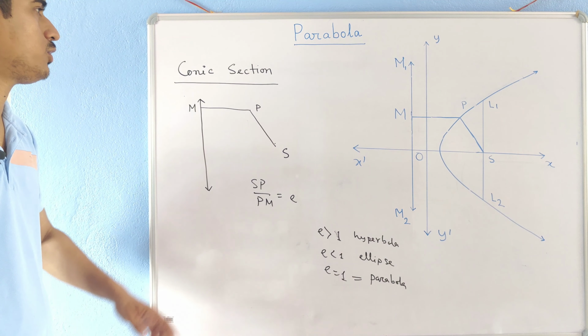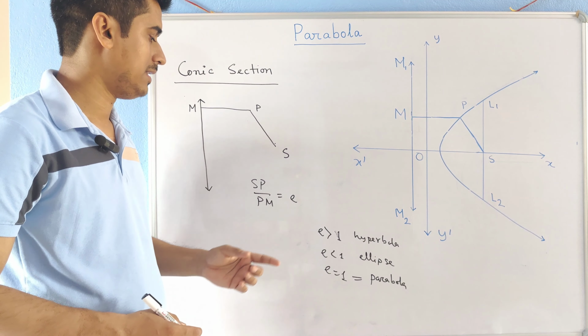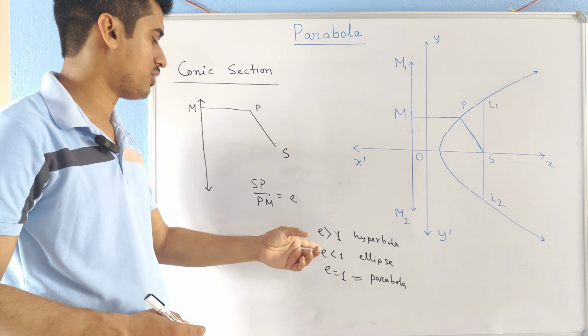So, for today's chapter parabola, the constant E is equal to 1, that is SP by PM equals 1, that is SP equals PM. So, for parabola, the distance of the point from the fixed point and the distance of the point from the fixed line is always equal. Now, we will learn about parabola. So, for parabola, SP equals PM.